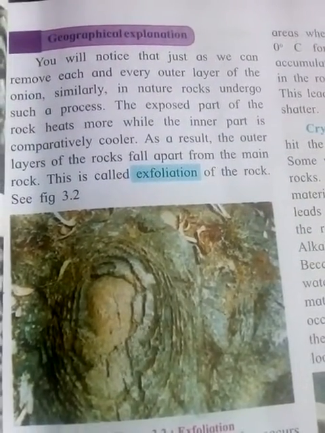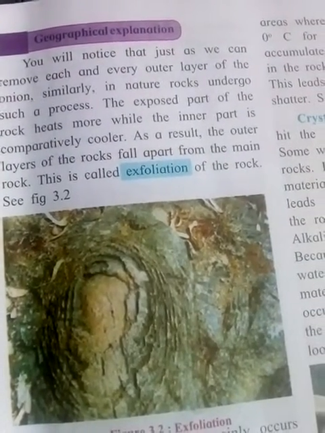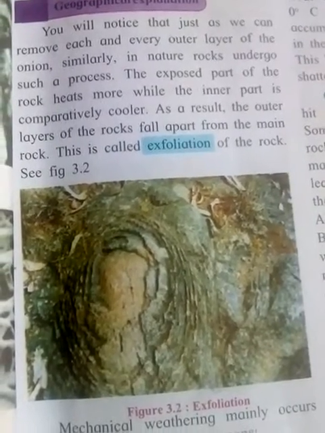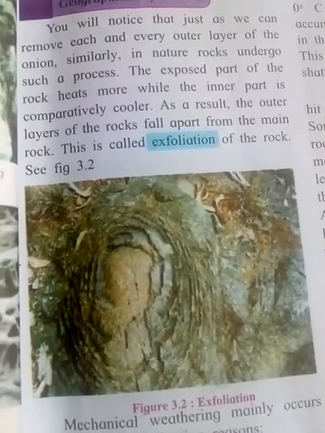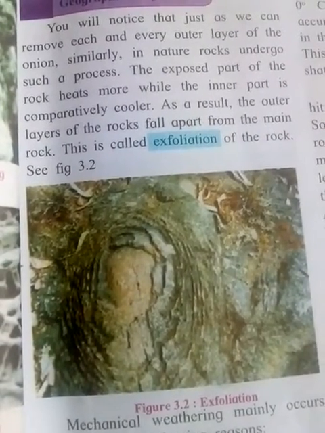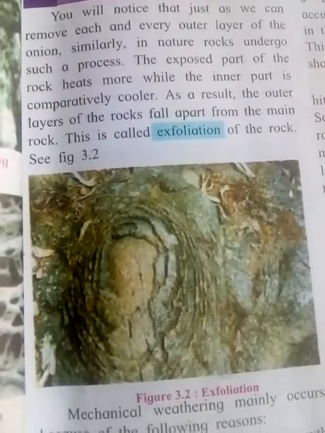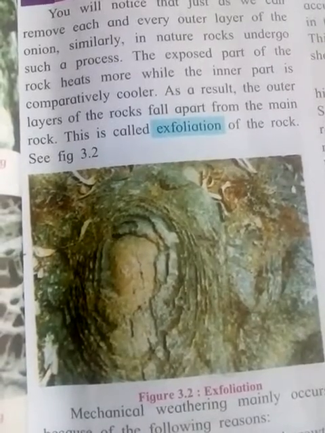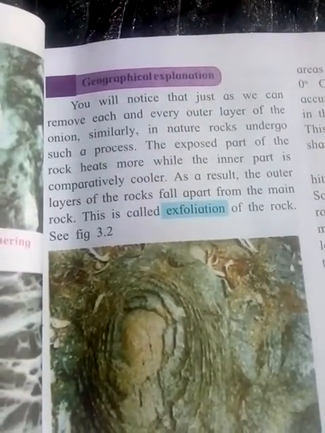As a result, the outer layer of the rocks falls apart from the main rocks. That means they are divided from the main rocks, and this is called the exfoliation of the rocks. You understand what is the process of mechanical weathering?